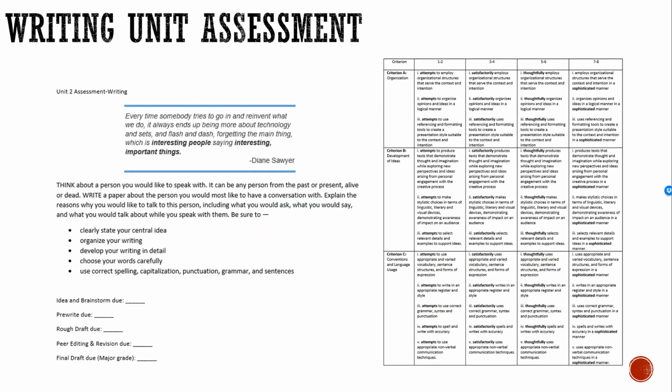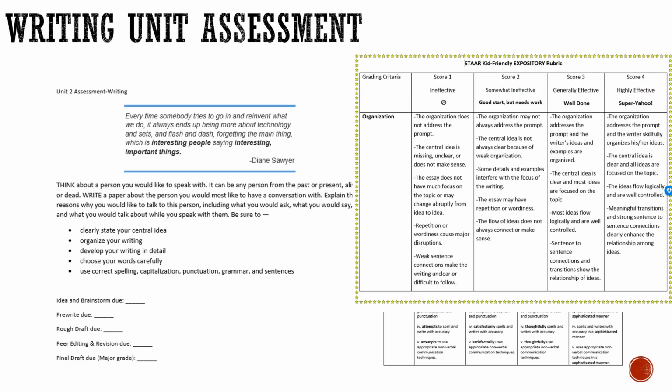Briefly, I'd like to mention the writing assessment for Unit 2. It follows a similar format to CA2 and does not require any background content knowledge. It utilizes a STAR-aligned rubric, but you can also help your kids by going to the Blackboard Resources section and giving them a kid-friendly rubric to help them along.